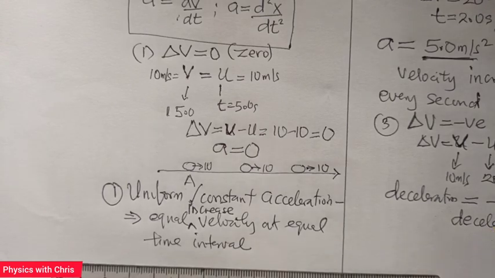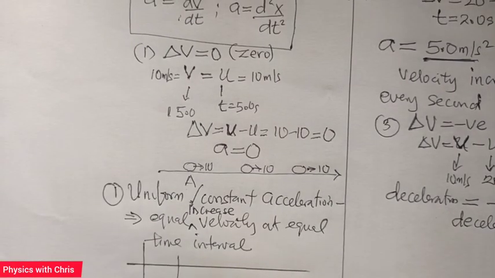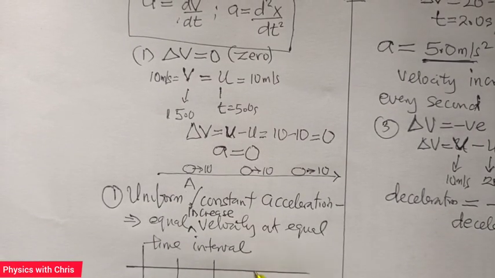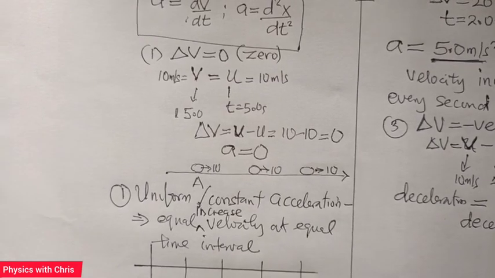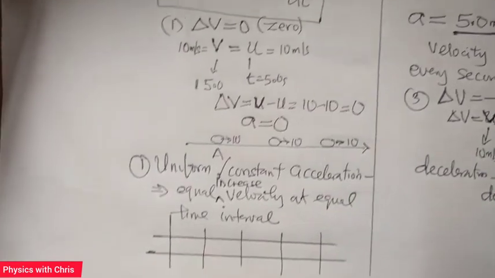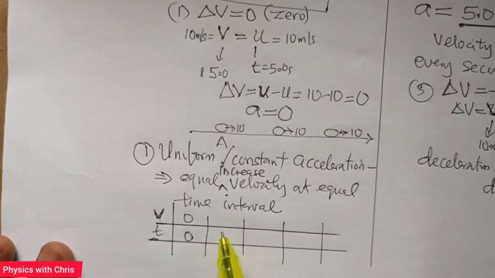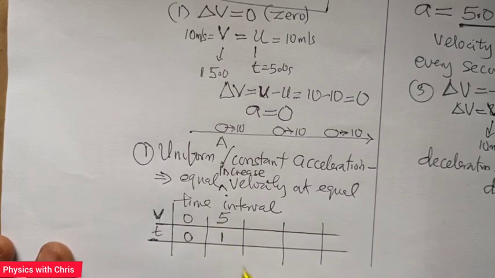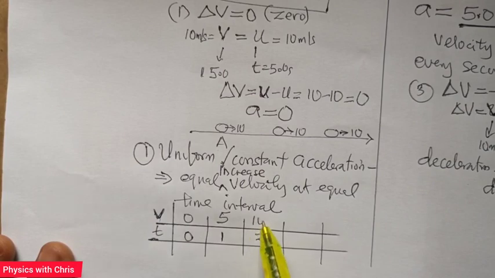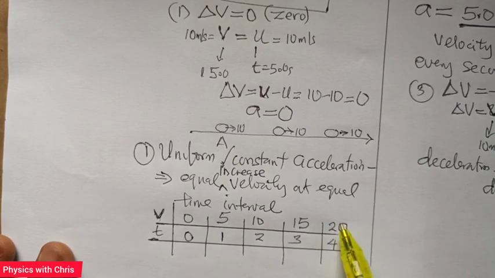That means the acceleration is constant. Let me give you a picture from this table, meaning that the velocity increases at a constant rate for equal time intervals. So let's say this table represents the velocity of a body against time. At 0, the velocity is 0. After 1 second, the velocity of the body is 5 meters per second. After 2 seconds, it is 10. After 3 seconds, it is 15. After 4 seconds, velocity has increased to 20.